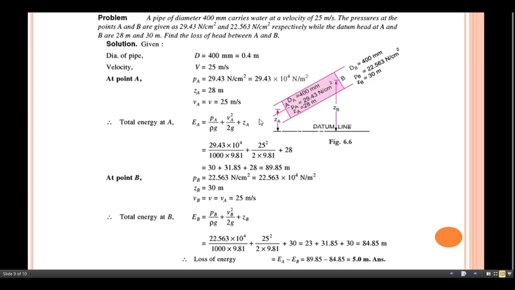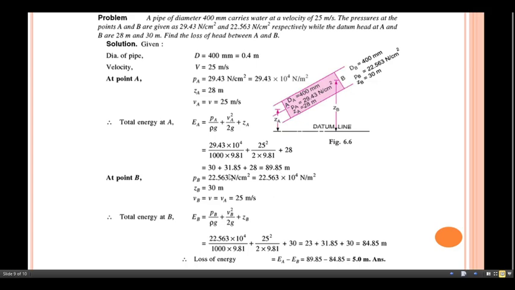Then the value of ZA is 28 meter. Then the velocity at this point is 25 meter per second. Here it is clearly mentioned that a pipe of diameter 400 mm carries water at a velocity of 25 meter per second, so VA is 25 meter per second. Now the total energy at point A: calculate it by substituting the values of PA by rho g, VA square by 2g, and ZA. After substitution, we get EA, the total energy at point A, equals 89.5 meter.